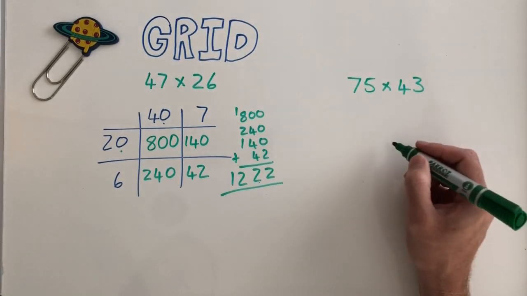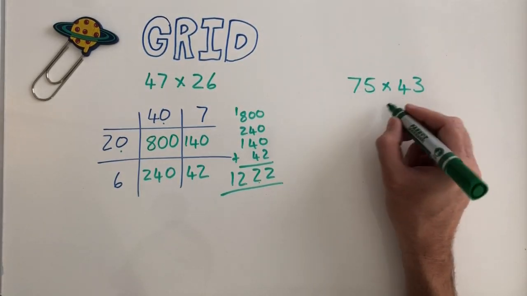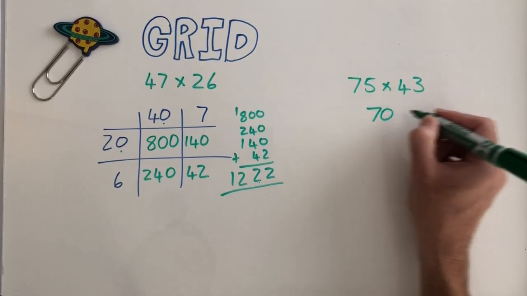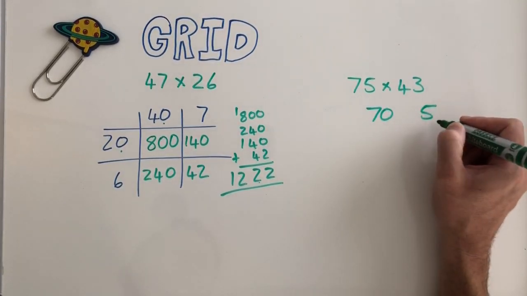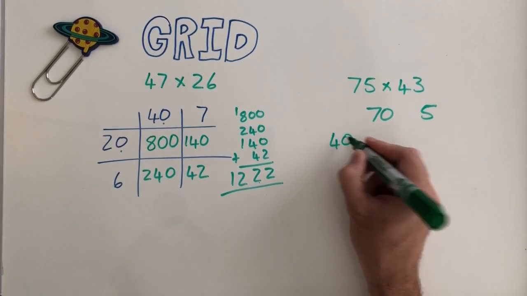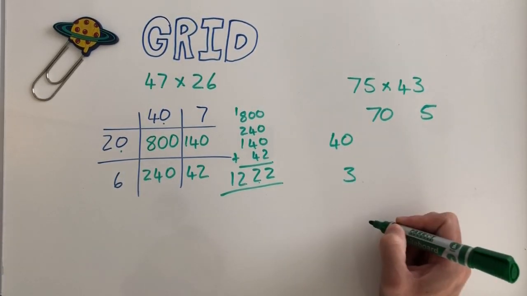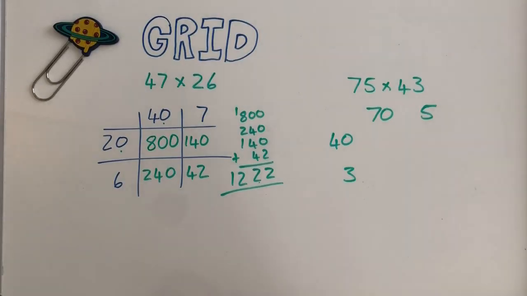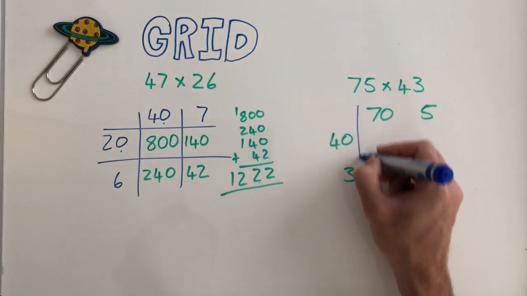So we can look at this example and do the same thing. We're going to break up the 75 into a 70 and a 5, and I'm going to break the 43 into a 40 and a 3. And now I'm just going to write my grid. Oh, see, I'm doing different colors now.